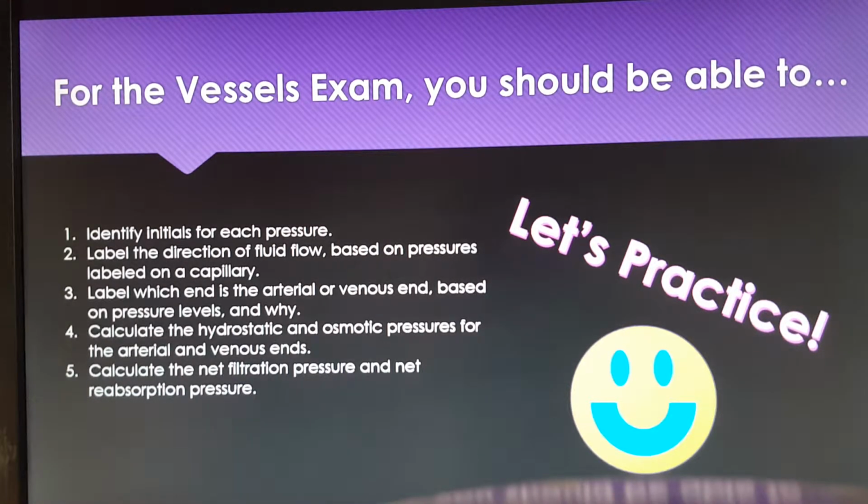So practicing for the vessel exams in an order like you would do it for the exam. First you would identify the initials for each pressure, label the direction of your fluid flow, then label which end is arterial or venous end based on the pressure levels and why, then calculating all your different pressures.